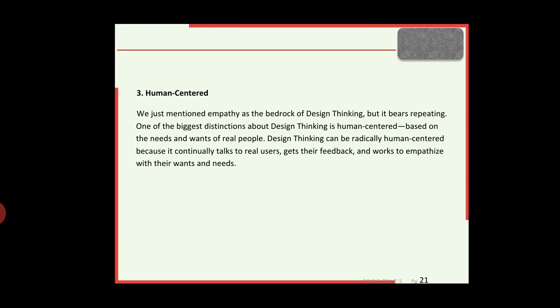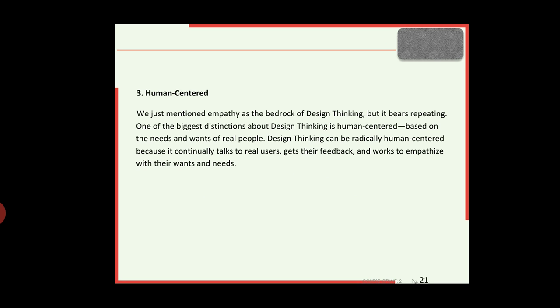Coming to the human centered core, design thinking is human centered. In previous classes I already told you what human centered means. We mentioned empathy as the bedrock of design thinking. Empathy means that when you take up a problem, first you need to understand what the exact problem is and observe it. That is the topic of empathy, the bedrock of design thinking, the key concept of the first phase.